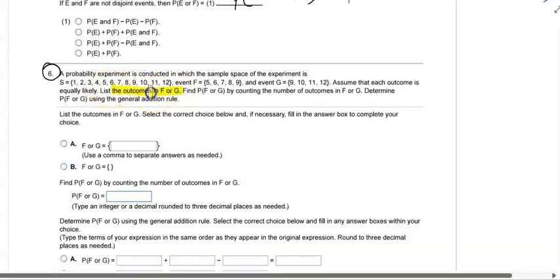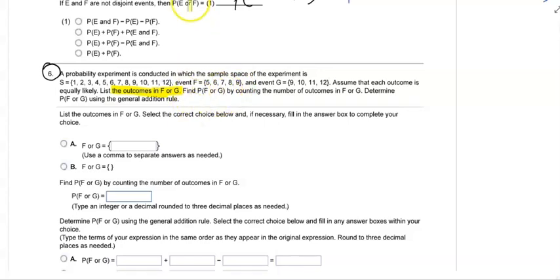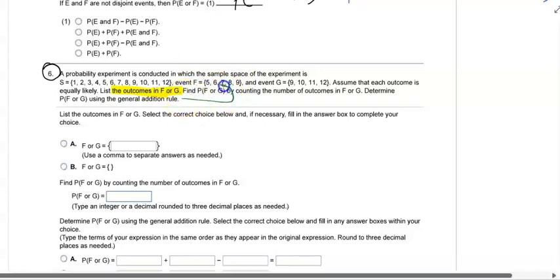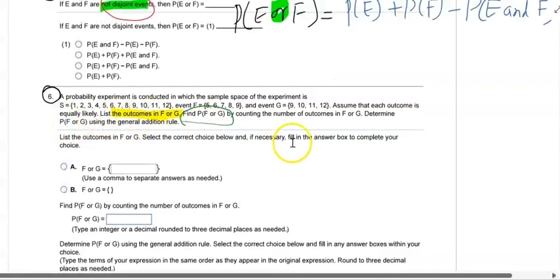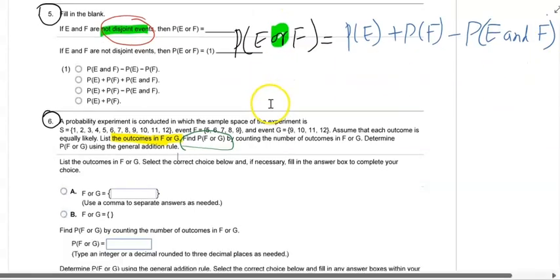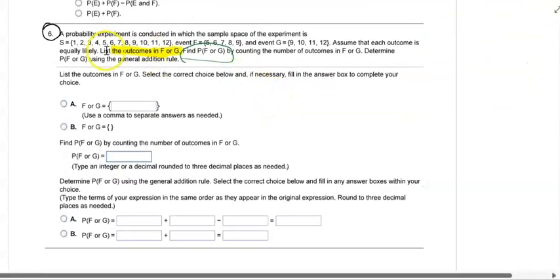First you do that and find the probability of F or G. Listen, those are the different things here. First find the outcomes in F or G, and second, find the probability of F or G by counting the number of outcomes in F or G. Now you do the same thing, find the probability using the general addition rule we just mentioned in the next part. Well, let's find the outcomes in F or G.